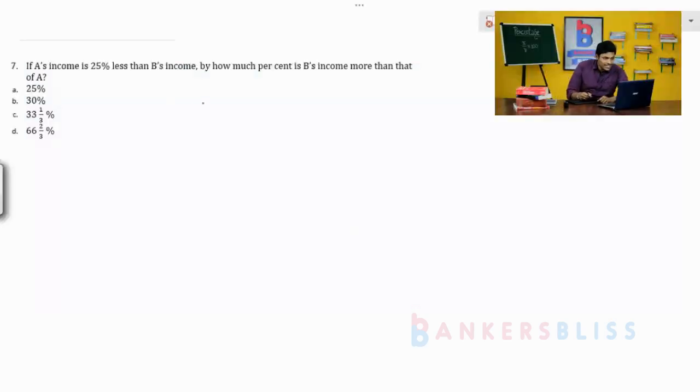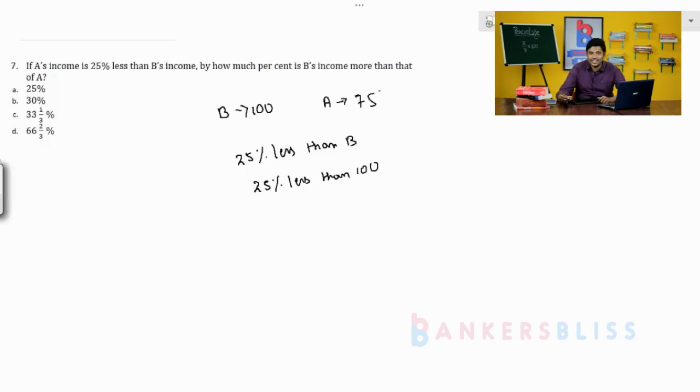See here, consider B is having 100, then A is 25% less than B, means 25% less than 100. So 25% less than 100 means 75. So B is 100, A is 75.